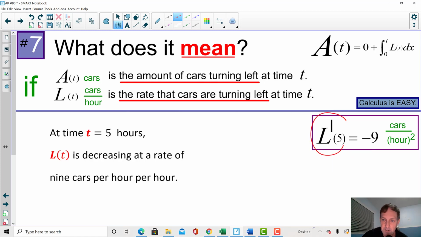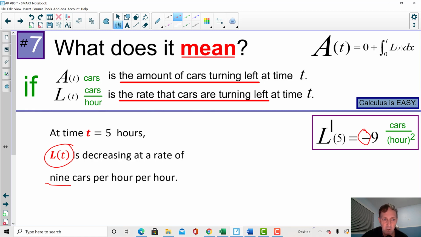And we know that L prime talks about L. So we're going to start off just by using an L. So we're going to say L is decreasing because our derivative was negative. So L is decreasing at this rate. And because we said the word decreasing, our rate is just going to be +9 cars per hour.